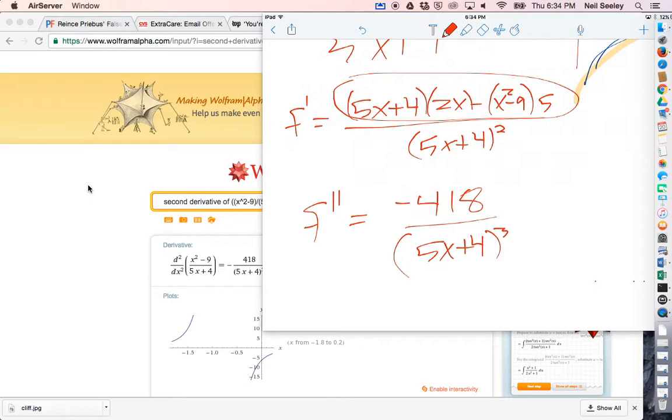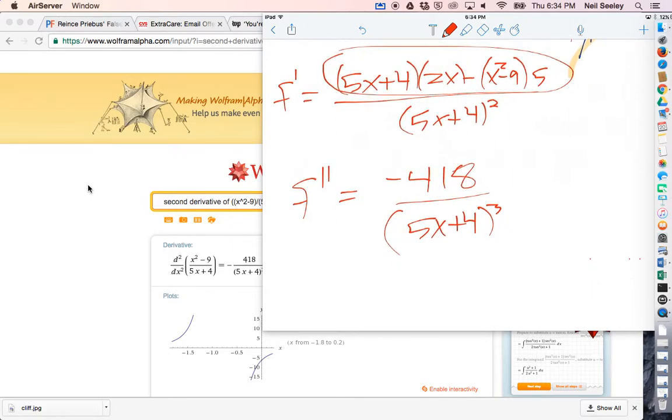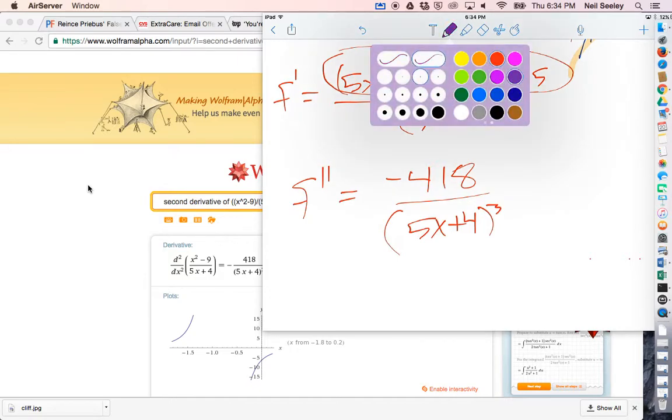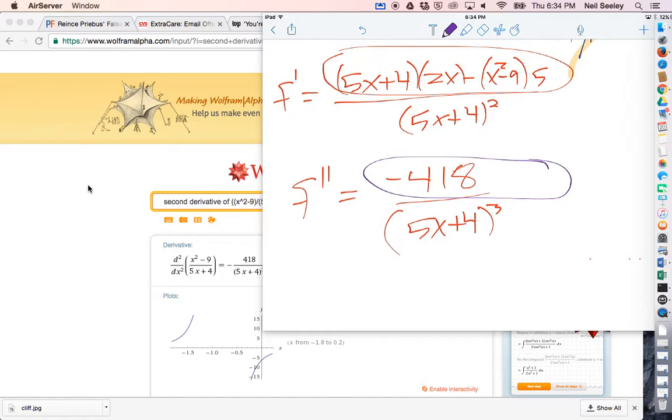And the deal is to deal with concave up and concave down, that break point where it changes is where I set the second derivative either equal to 0 or find where it's undefined. Setting it equal to 0 is looking at where you've got 0 on top. The numerator being 0 would make the whole thing 0. Well, that's not going to happen. It's negative 418. So the other option is when is it undefined, and that's when the denominator is equal to 0. That has potential. If that 5x plus 4 ever equals 0, then we'll be undefined, and we have what is a possible change of concavity, because we're looking at the second derivative.